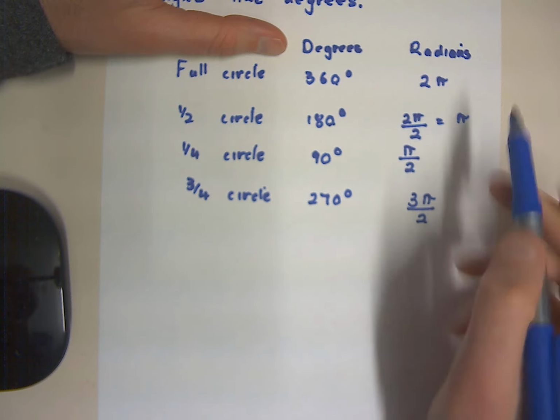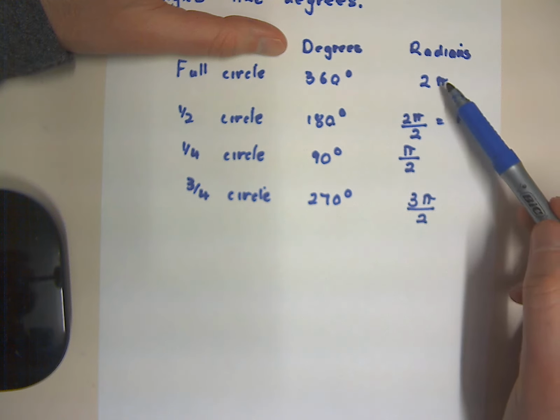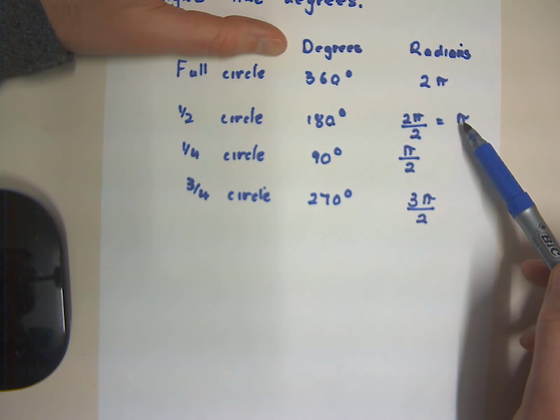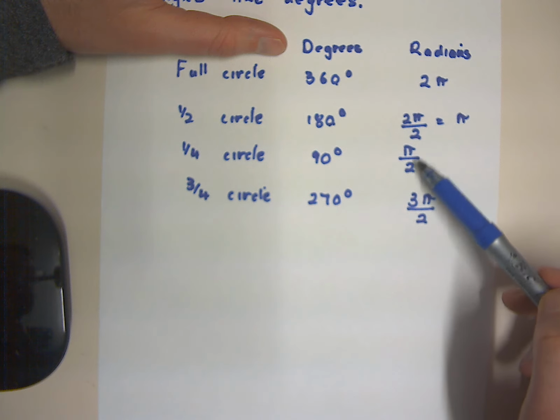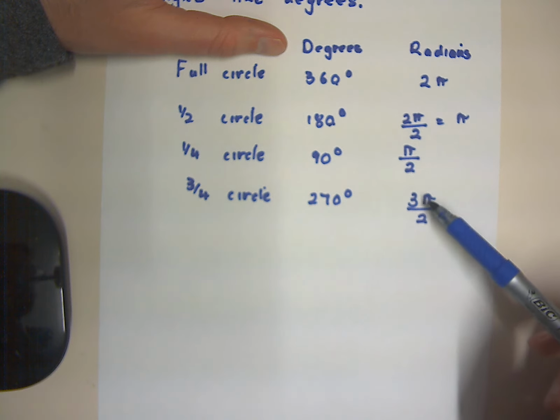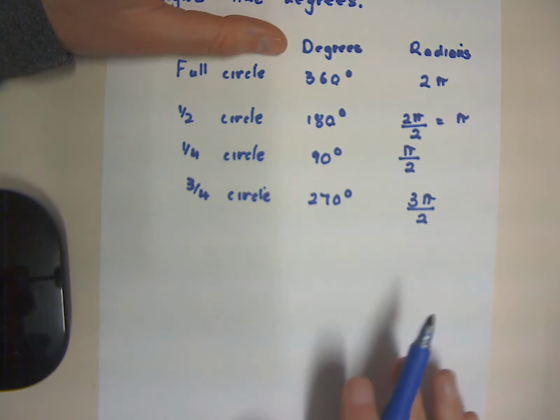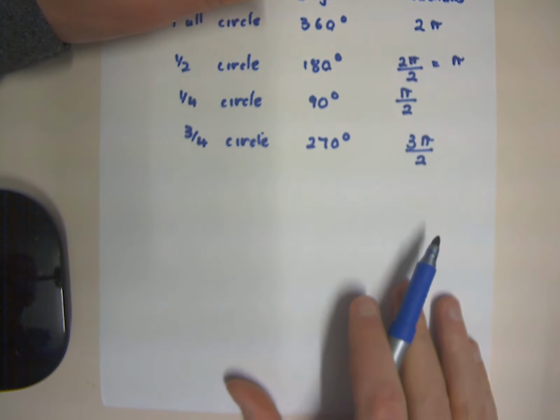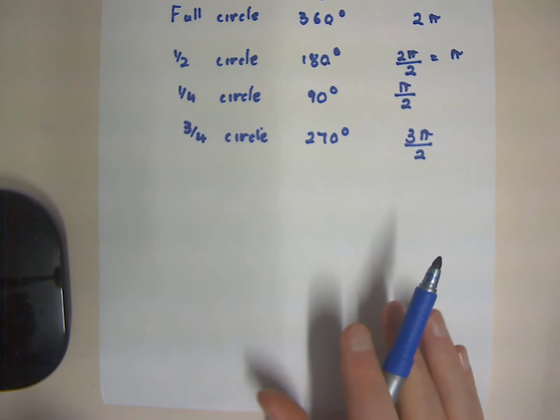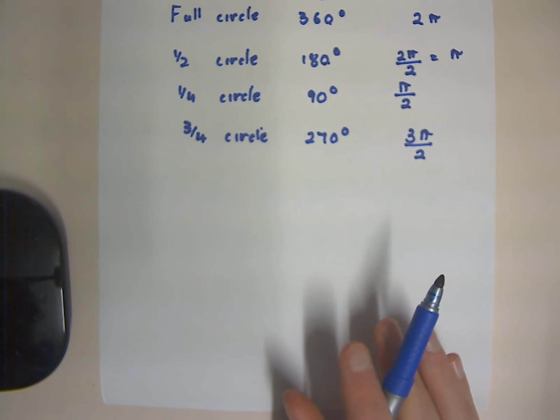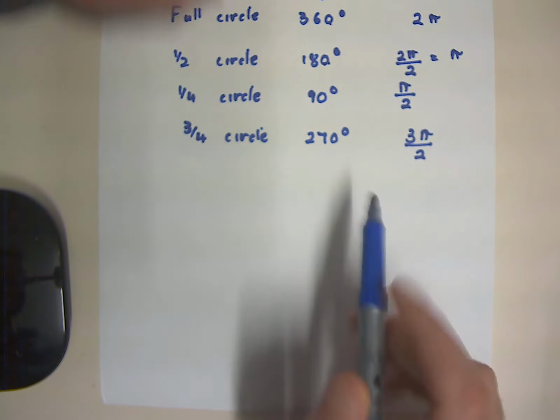And so then some of the common angles are: 2 pi is a full circle in radians, pi radians is half a circle, pi on 2 radians is quarter of a circle, 3 pi on 2 is 3/4 of a circle. Now, that's okay for these particular values.